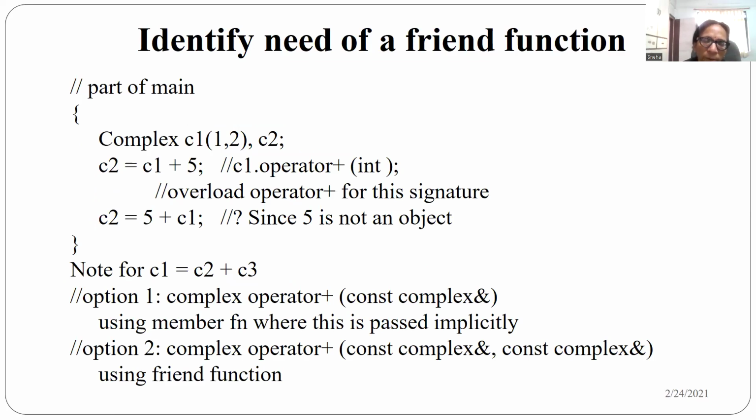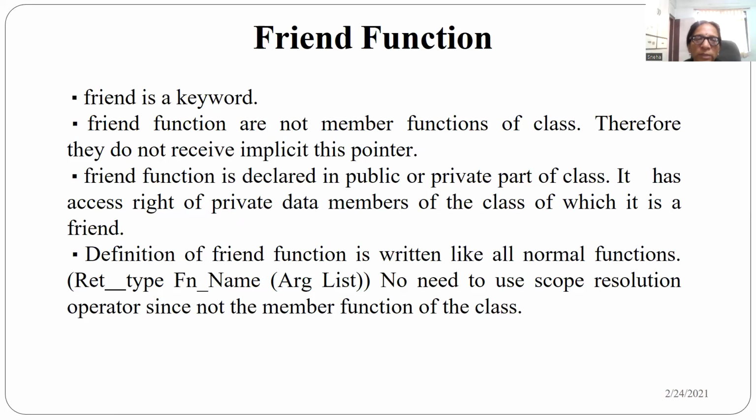Part of the main program is written: complex C1 (1, 2), C2. C2 is equal to C1 plus 5. So in this case, overload operator plus for this signature. C2 is equal to 5 plus C1: since 5 is not an object, this will not work. C1 is equal to C2 plus C3. Now, a friend function can also be used.